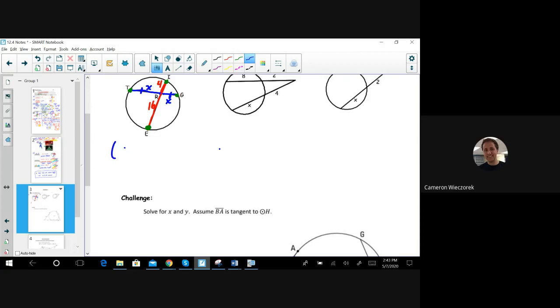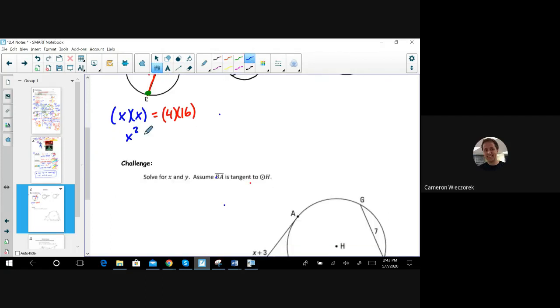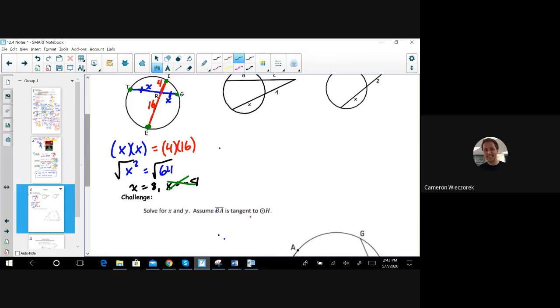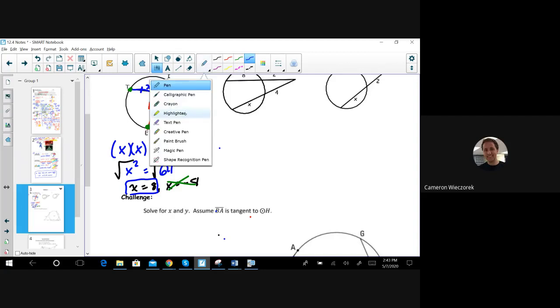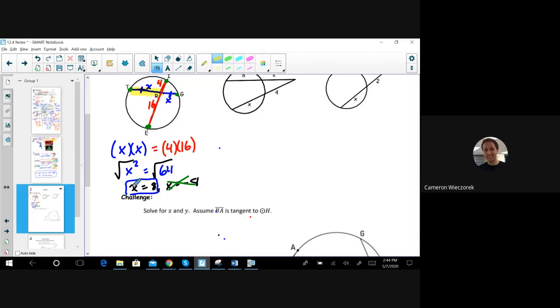So I should get X times X, that's one chord, TG. And in red, the 2 pieces were 4 and 16. So I get X squared equals 64. And then to get rid of the square, I square root both sides. You technically get 2 answers. You get 8 and you get -8. However, -8 doesn't make sense because you're talking about the length of a segment, and length cannot be negative. So I only use X equals 8. And that's the length of TR. We called it X, and we just found X. That's 8.